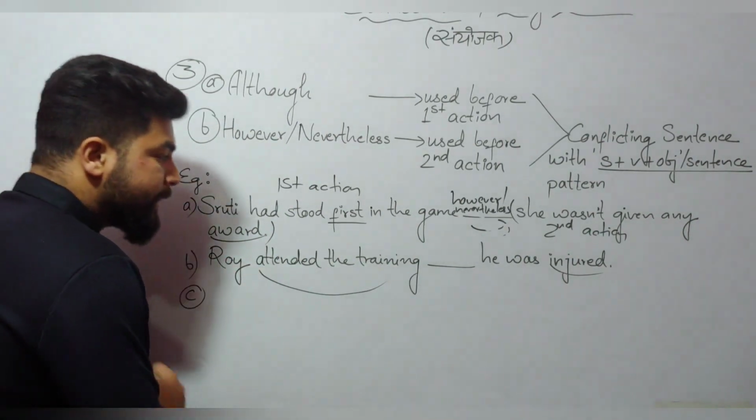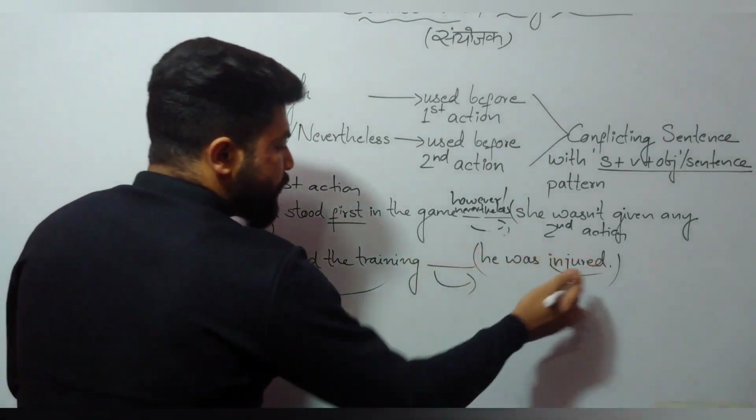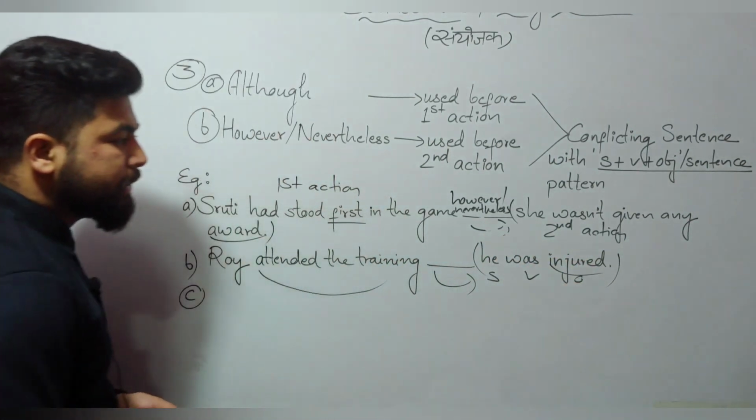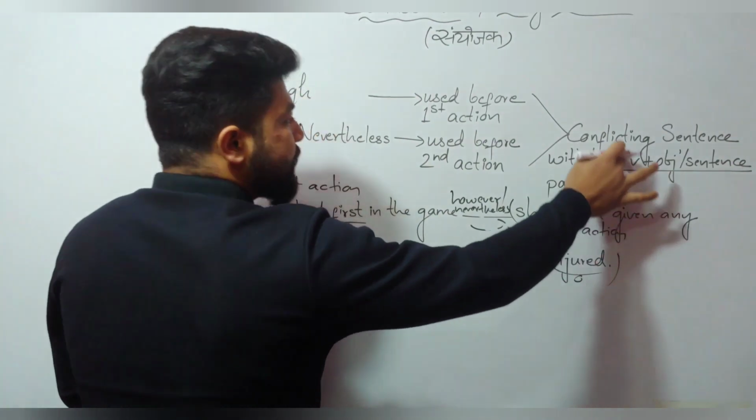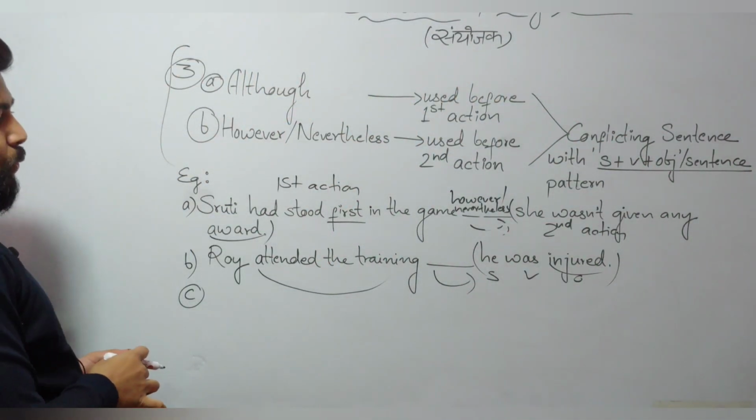So this is conflicting, and you have to see what's after the blank space, and this is he was injured. Subject, verb, object is here. So it goes with this pattern. So in conflicting, there are two to choose from. So which one to use?